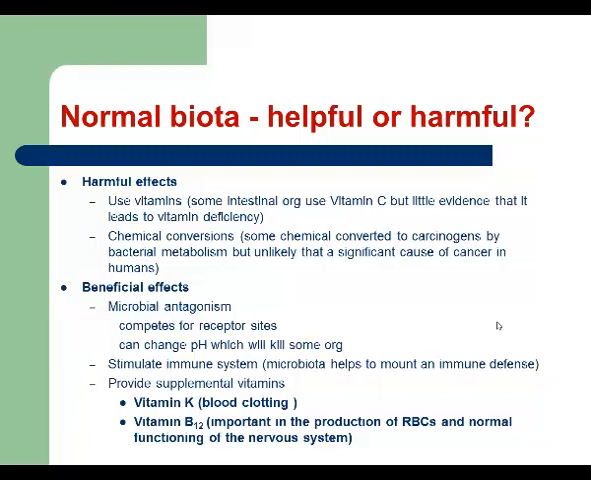Also, they can provide supplemental vitamins. For example, some bacteria provide for us vitamin K, which is essential for blood clotting. Some microorganisms can provide vitamin B12 for us, and vitamin B12 is important for production of red blood cells and the normal functioning of the nervous system.